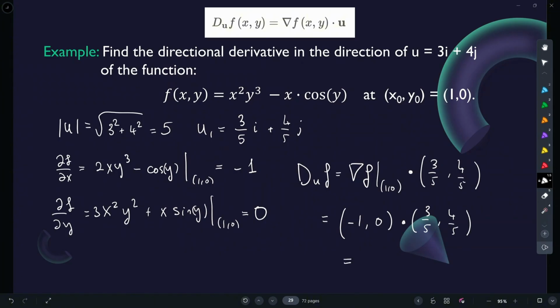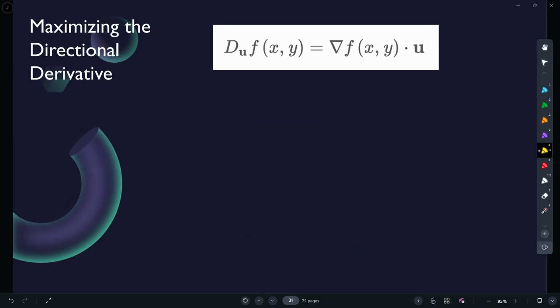That gives me minus 3/5 plus 0 times 4/5, so it's just minus 3/5. So that is a directional derivative in a direction using the formula in terms of a dot product. All right, let's maximize the directional derivative.